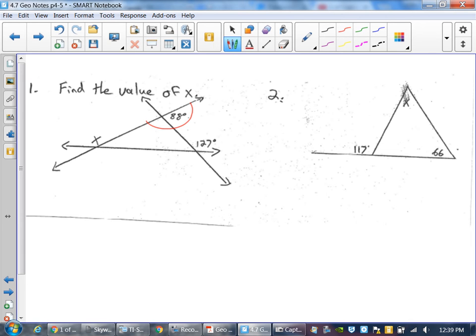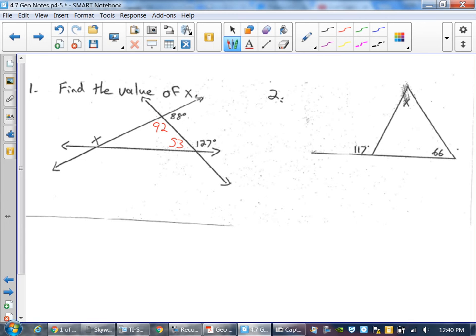Now, when you have two lines that intersect, you get supplementary angles. So what's the supplement to 88? Better yet, what do supplementary angles add up to? 180. So, 92. Subtract out the 88. On the inside now, we have a 92. I do the exact same thing with the 127, and I get 53.